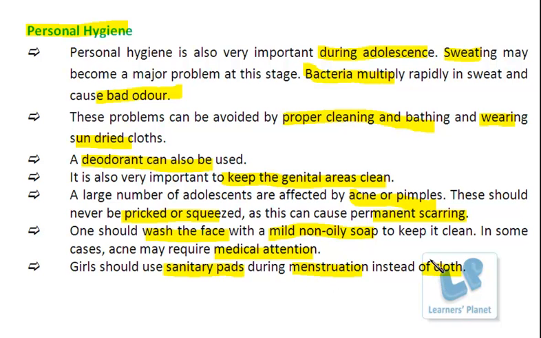Just avoid the use of cloth, and sanitary pads should be used, and that too of a good company, or they should be well enough, right? They should not be local. It should be authorized by some specific company.